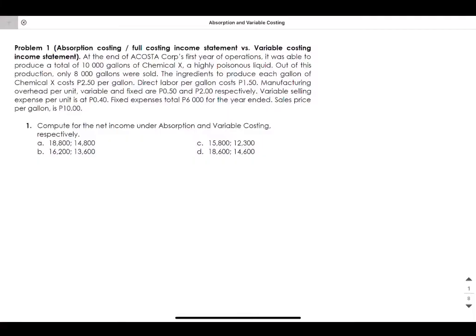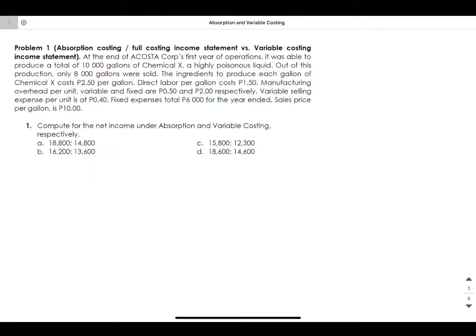Okay, so for our first problem, at the end of Acosta Corporation's first year of operations, it was able to produce a total of 10,000 gallons of chemical X, a highly poisonous liquid. Out of this production, only 8,000 gallons were sold. The ingredients to produce each gallon of chemical X cost 2.5 per gallon. Direct labor per gallon cost 150 cents.